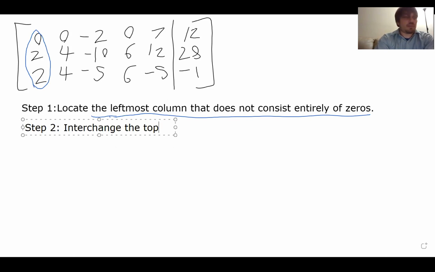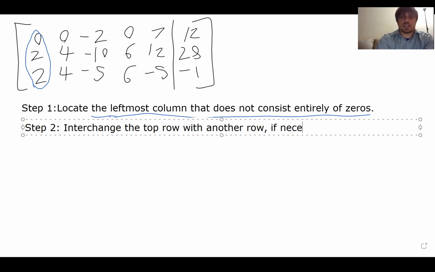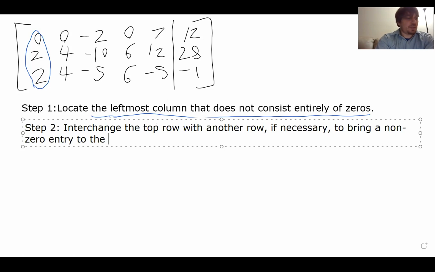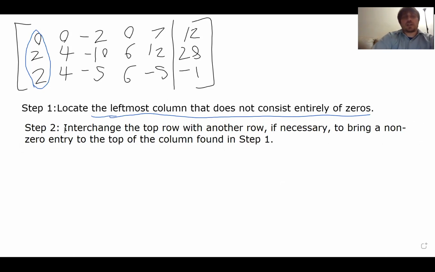Interchange the top row with another row, if necessary, to bring a non-zero entry to the top of the column found in step 1. Okay, so in step 2, we want to interchange the top row with another row, if necessary, to bring a non-zero entry to the top of the column found in step 1.